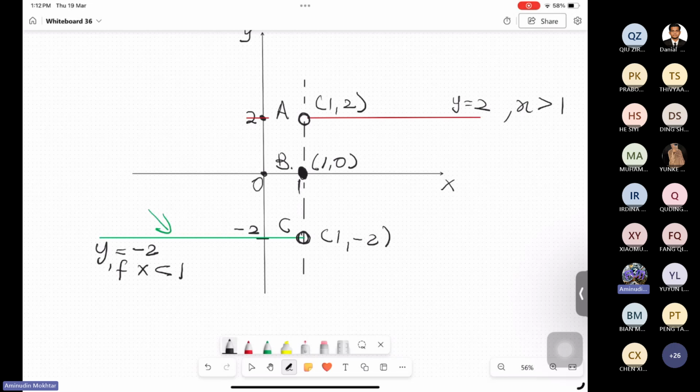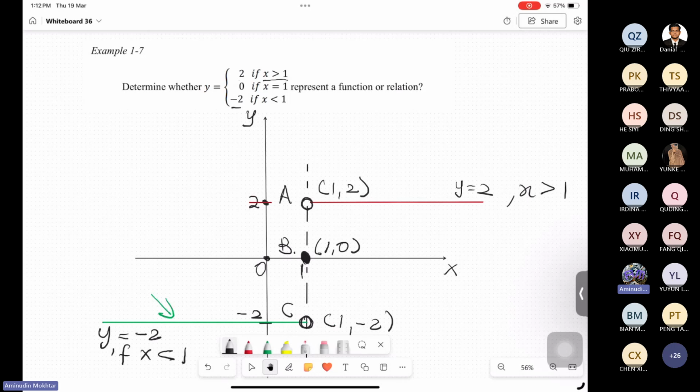That's the difference between white dot and black dot. The black dot shows that the value of y does not exist at that point. The value of y does not exist at point A and point C. The value of y only exists at point B. That's how to draw and how to read any point on the graph.